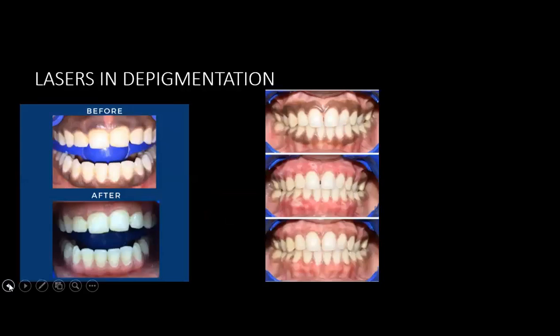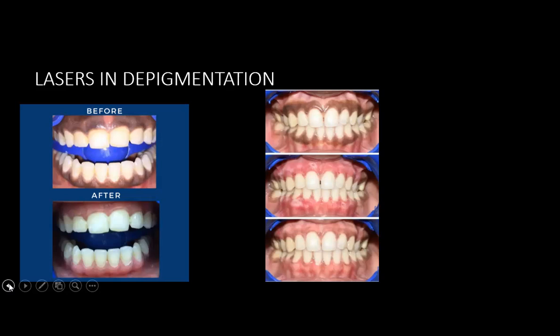Now, talking about diode lasers in depigmentation. Very often you come across people who have these thick pigmentation of melanin in their gingiva, and it is more commonly seen in patients who are having a dark skin. So these patients sometimes are not happy with the pigmentation and they want to get rid of this pigmentation. Depigmentation as a procedure can be done by scalpel with the help of burr, electrocautery and lasers.